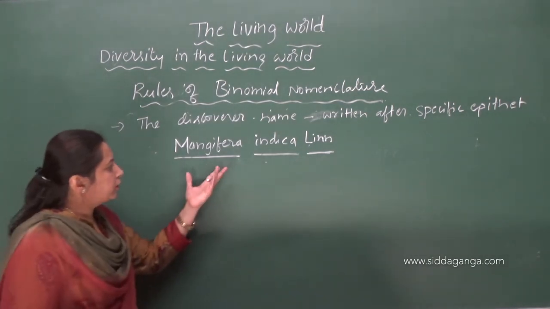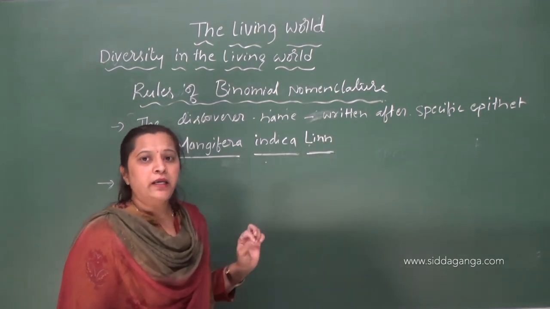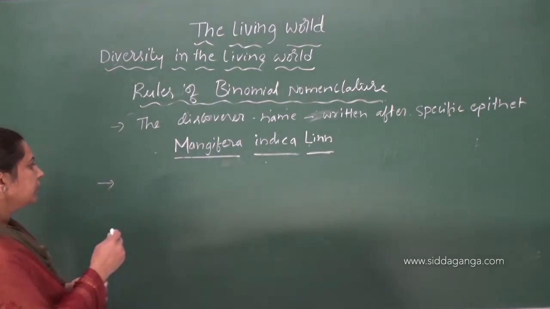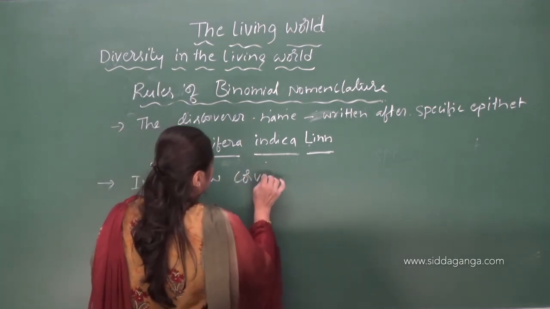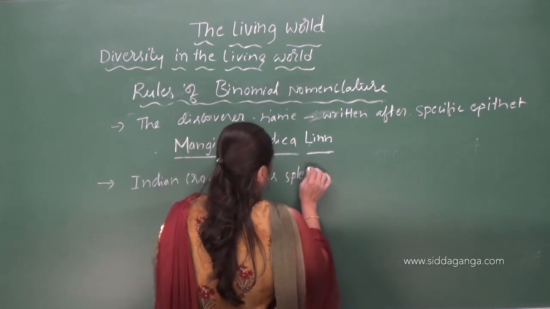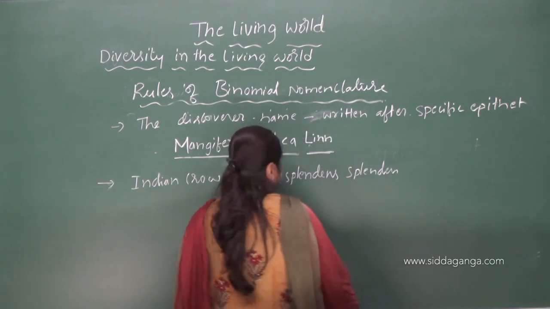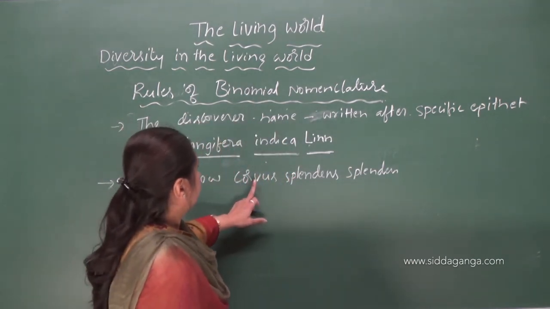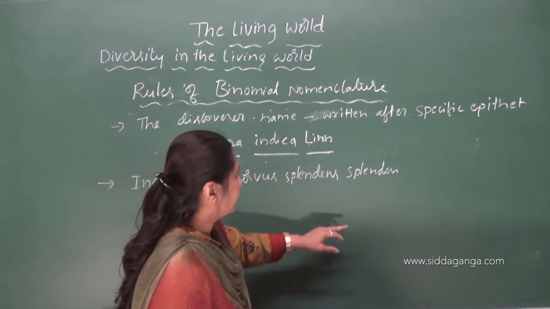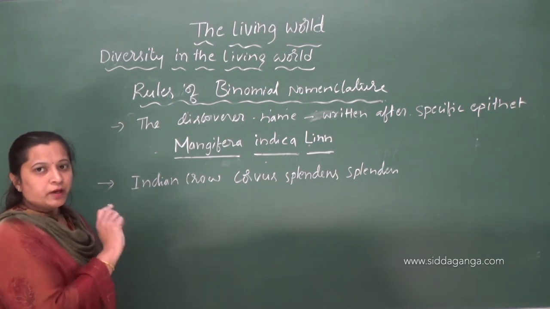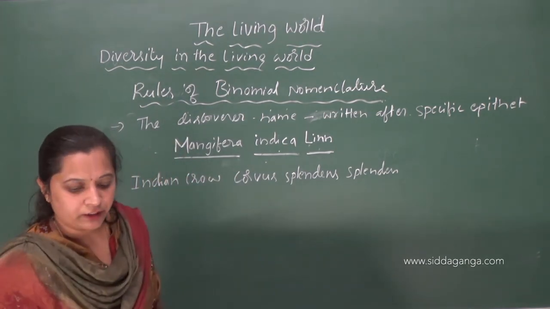Here you can see only two names, the genus name and the species name. If the subspecies is written after the species name, then it is called trinomial nomenclature. For example, I give you the Indian crow, Corvus splendens splendens. This is the scientific name of the Indian crow: Corvus is the genus name, splendens the species name, and splendens the subspecies name. And this is trinomial nomenclature. If the subspecies name is written after the specific epithet, then it is called trinomial nomenclature.